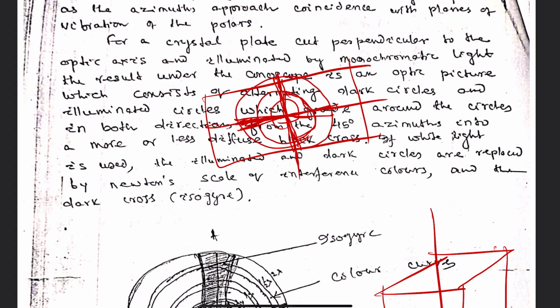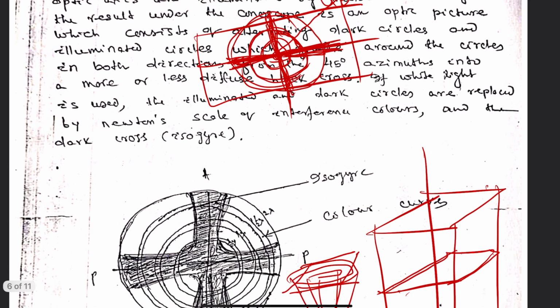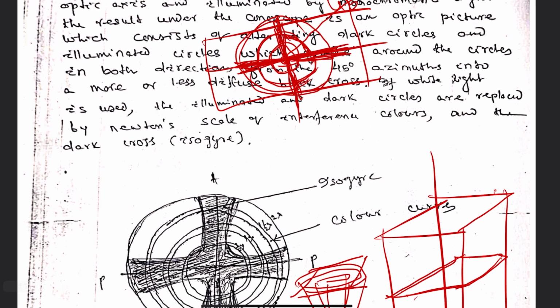So this is the deep dark, then gradually fades, then color is seen. Similarly, in color, maximum brightness is in 45 degree position. So we see these are the color rings. This is the dark isogyre. This is the position of melatope, and this is the optic axis figure in case of uniaxial minerals.